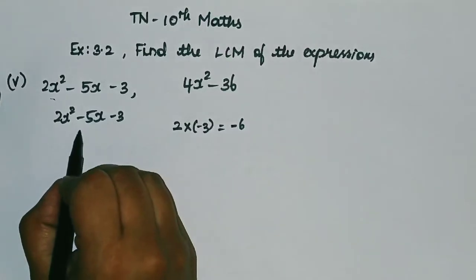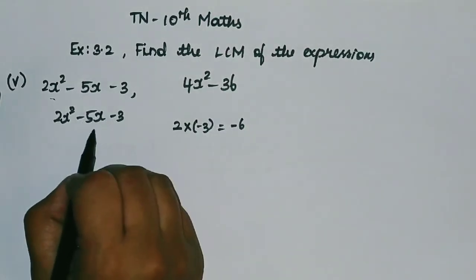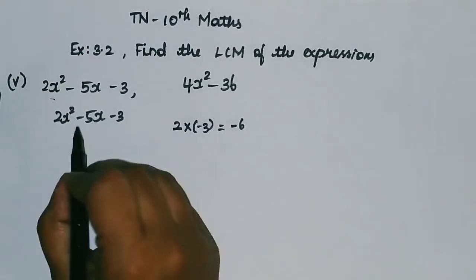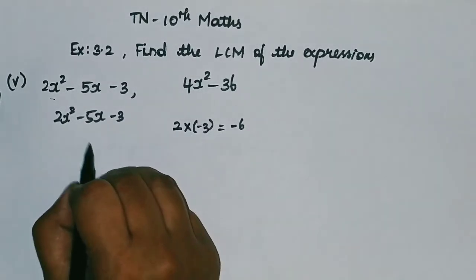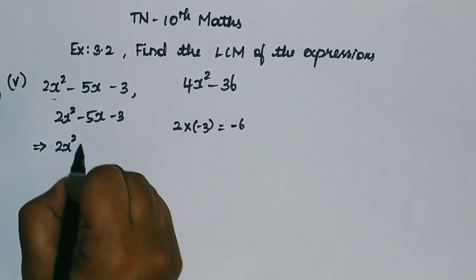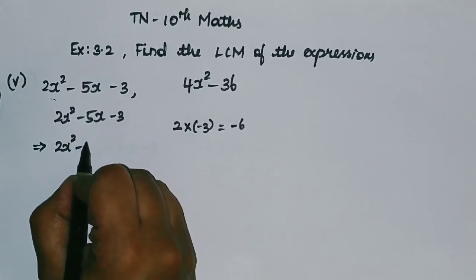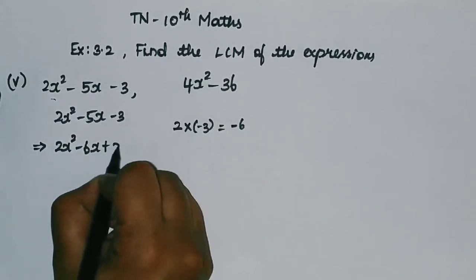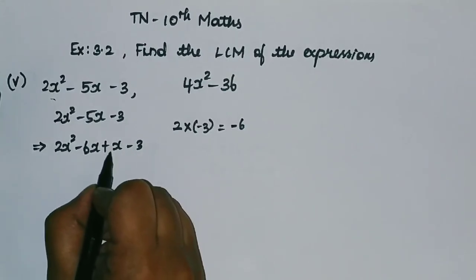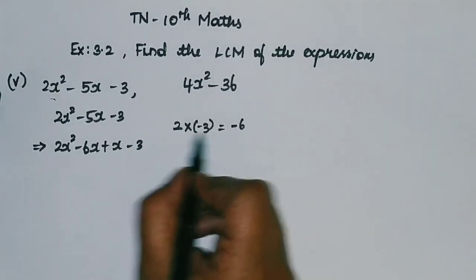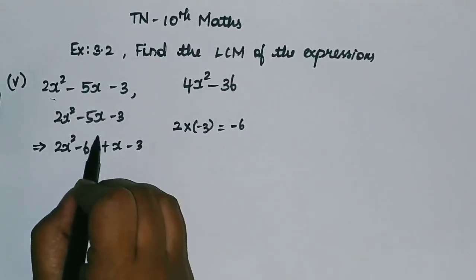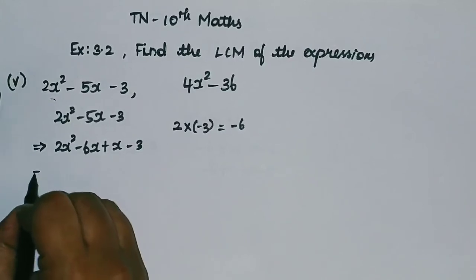I am going to split this minus 5x into two terms, so that when you add those two terms you should get minus 5x, and when you multiply you should get minus 6. That is 2x square, I'm going to split this minus 5x as minus 6x plus x minus 3. If you multiply this minus 6 into 1, you will get minus 6. If you add these two terms, minus 6x plus x, you will get minus 5x. So this is the way you have to do.